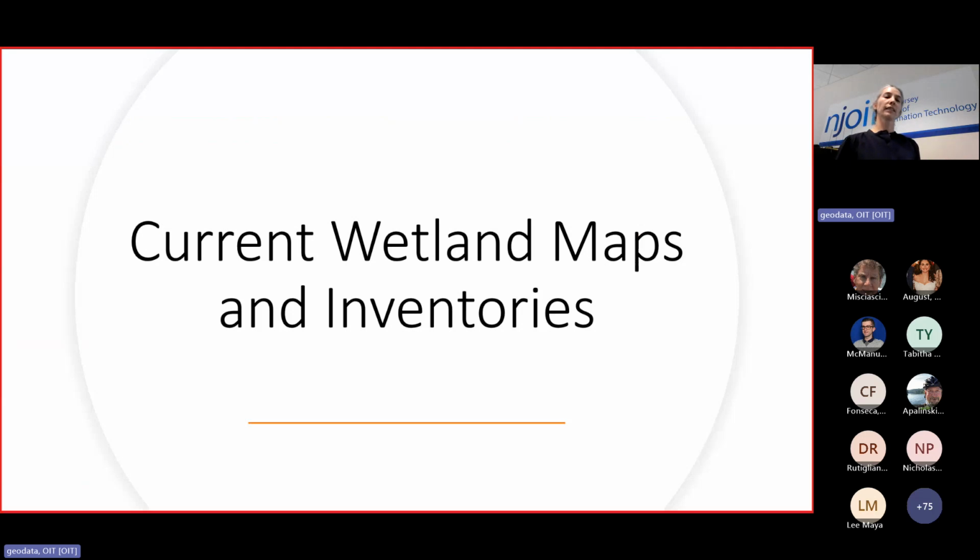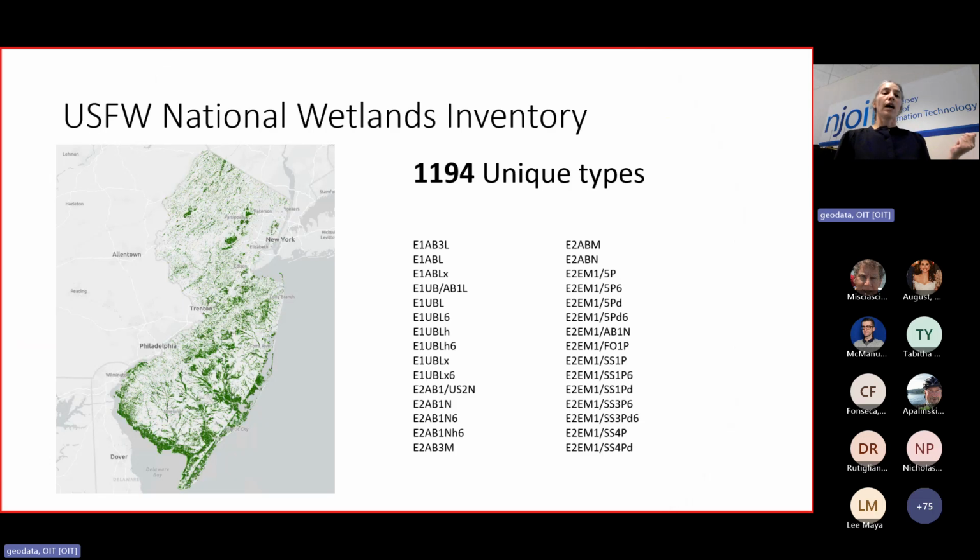So the first thing to understand is what is currently available in wetland maps and inventories. There's the National Wetlands Inventory, and that has a lot of detailed information for vegetation types. This is just an example of the types of codes you get, but it's not updated very frequently, and it does require a lot of ground checking. So it's not easy to really keep up with.